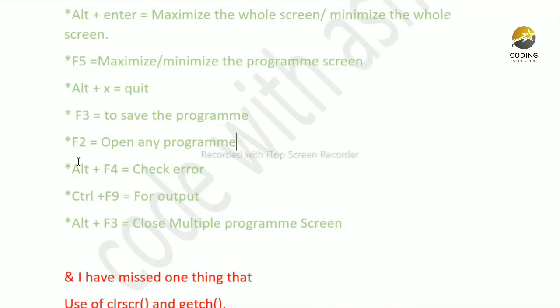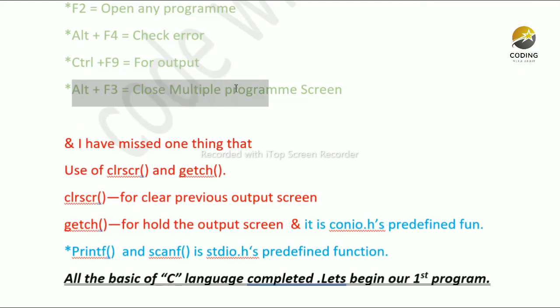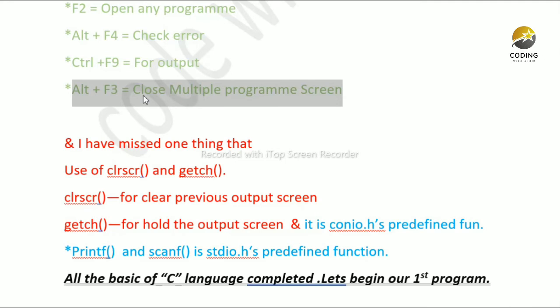If you press Alt F4, you can check any error before the output. If you press Ctrl plus F9, you can proceed for output. And you can press Alt F3 to close multiple program screens. As you can see in the programming screen, there are many screens. If you want to close any screen, you can press Alt plus F3.